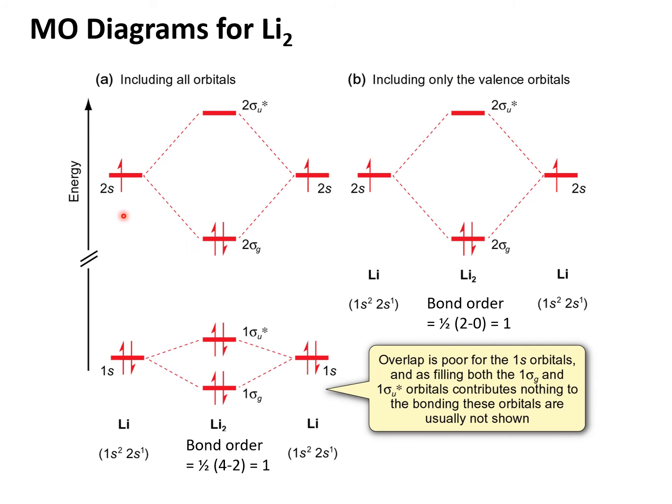So we see here that each lithium atom has 1 valence electron, and so our molecule would have 2 valence electrons, which we would place in the 2 sigma g bonding molecular orbital, as shown here. In this case, the bond order for this system is 1/2 times 2 electrons in the bonding molecular orbital minus 0 electrons in the antibonding molecular orbital, which gives us a bond order of 1.